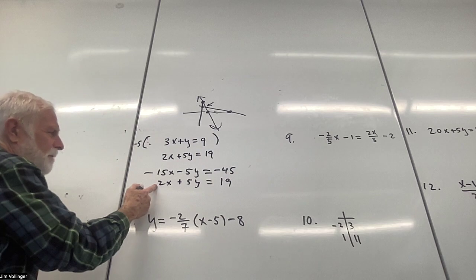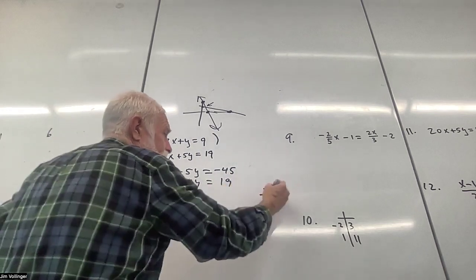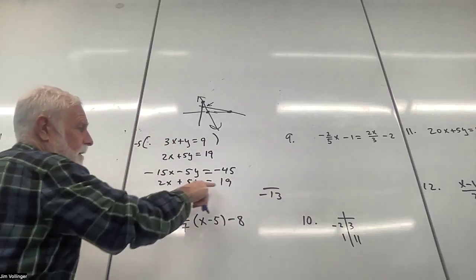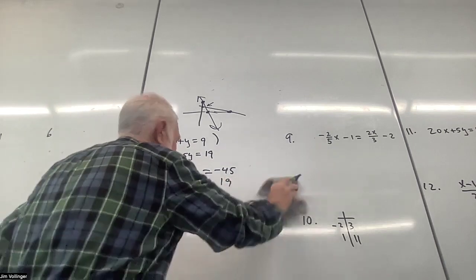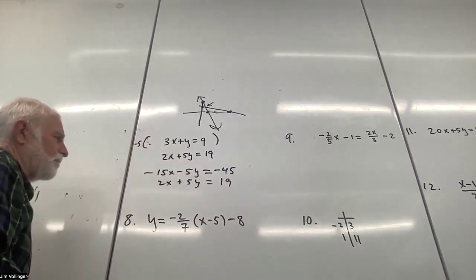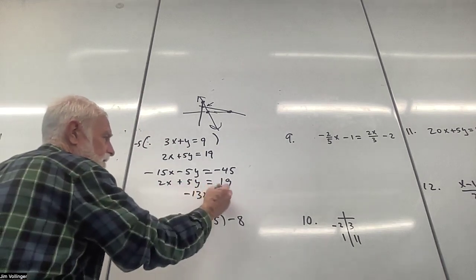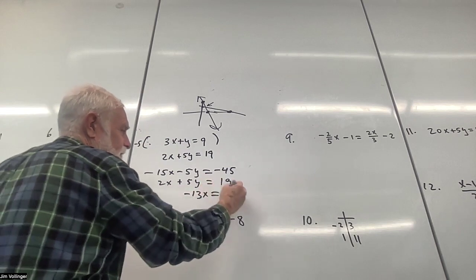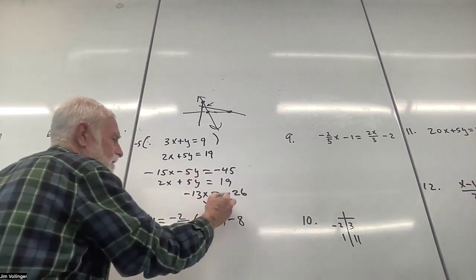Well, I got my answer here, right? Minus 15 plus 2 is minus 13. So I'm going to divide by minus 13 at some point. I better do this out, because I like to change my divisions and have them non-negative. So right now I have minus 13x equals 19 minus 45, which is minus 26. Okay. We can see our answer, x equals 2.